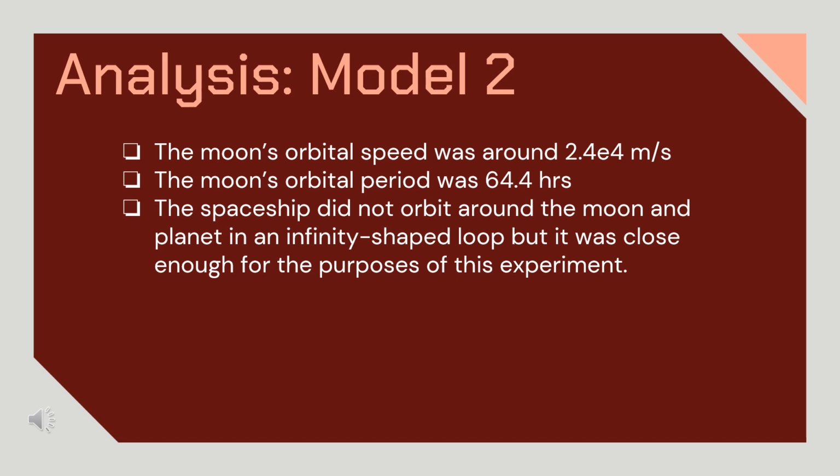This is the analysis for Model 2. The moon's orbital speed was around 2.4 times 10 to the 4th power meters per second, and the moon's orbital period was around 64.4 hours. Unfortunately, the spaceship did not orbit around the moon and planet in an infinity-shaped loop, but it was close enough for the purposes of this experiment because the ship did not crash.